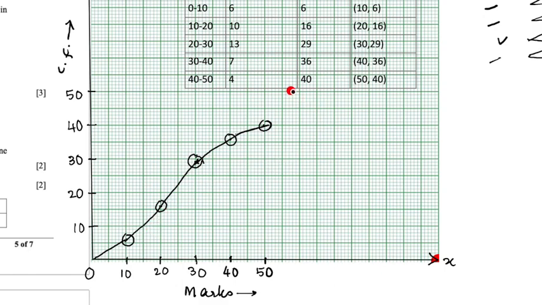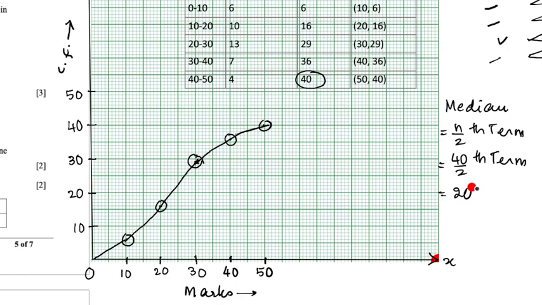So we have to find the median marks. Cumulative frequency is 40. So our median is going to be n upon 2th term. Okay, n upon 2th term means 40 upon 2th term, which will be 20th term. Now 20th term means you have to come from 20, you have to come up to here. Okay, and where it strikes, you have to come down from here. So you are going to come from 20 this way and come down this way.